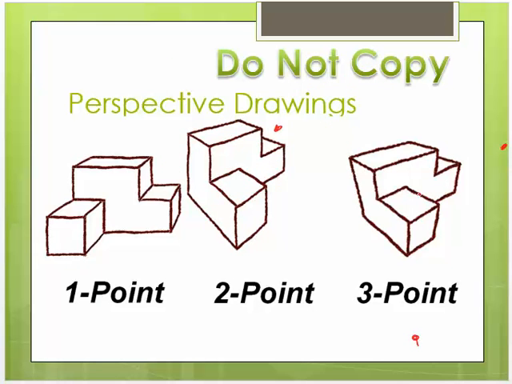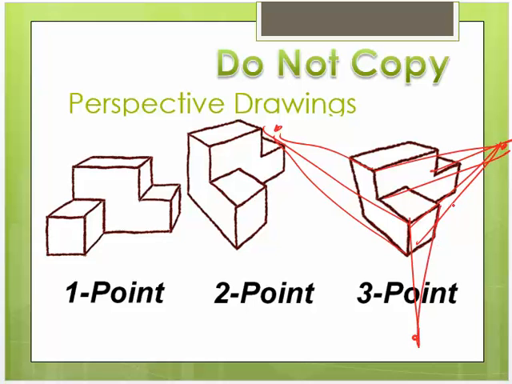In a 3 point perspective, all of our depth lines are going to go to a point. All of our width lines are going to go to a single point. And all of our height lines are also going to go to a single point. And that's what you're seeing here. These are 3 point perspectives.